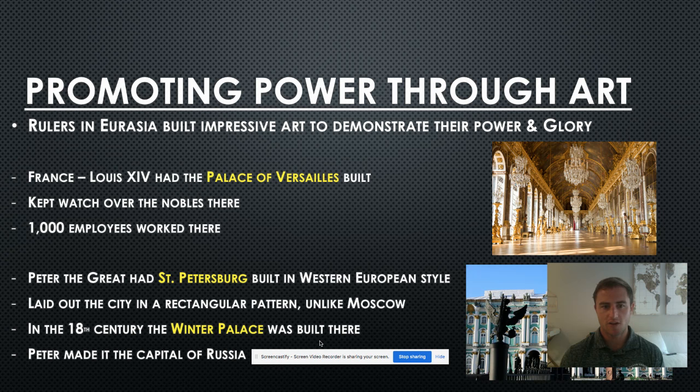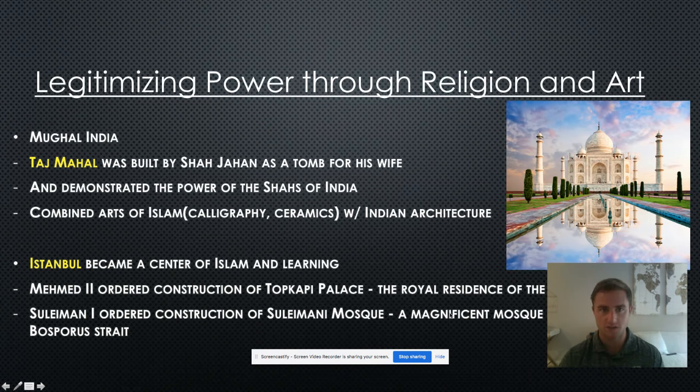So in Europe, we have the creation of art, the creation of divine kings, and they use art to glorify their rule. Kind of summaries here: France, Louis XIV, Palace of Versailles. Not only does it glorify his power, he also keeps watch over the nobles. Peter the Great, St. Petersburg, it's built after Western European style. Later, the Winter Palace is built there. This is going to glorify the power of the czars.